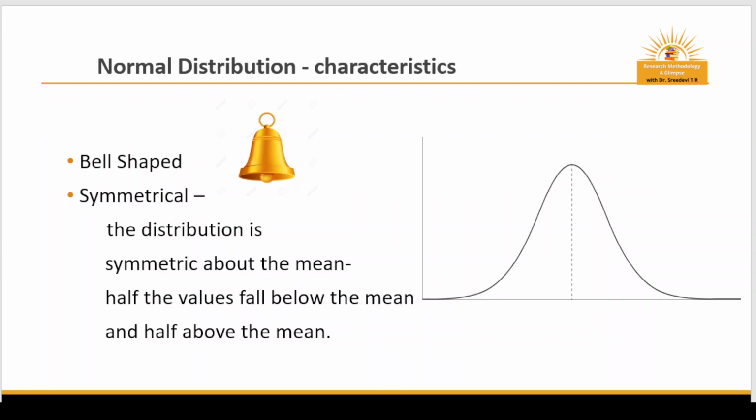Another characteristic is that it is bilaterally symmetrical. The normal distribution curve is symmetrical about the mean. Half the values fall below the mean, to the left of the mean, and half above the mean, that is towards the right of the mean. That's why the normal distribution curve has a symmetrical nature, that is, it's bilaterally symmetrical. The right side of the curve is the mirror image of the left side of the curve.